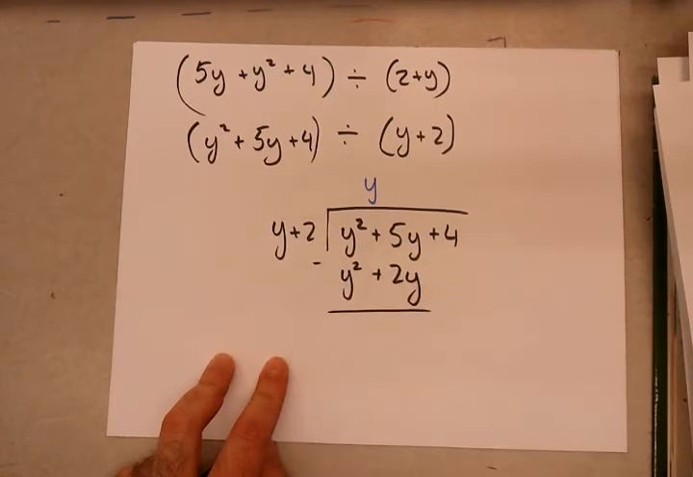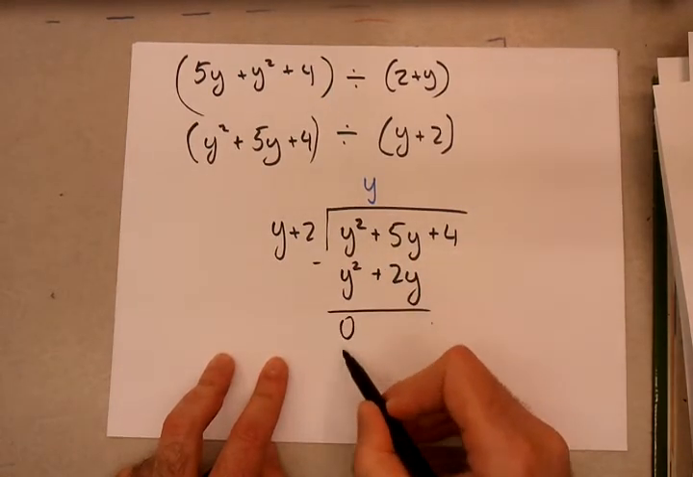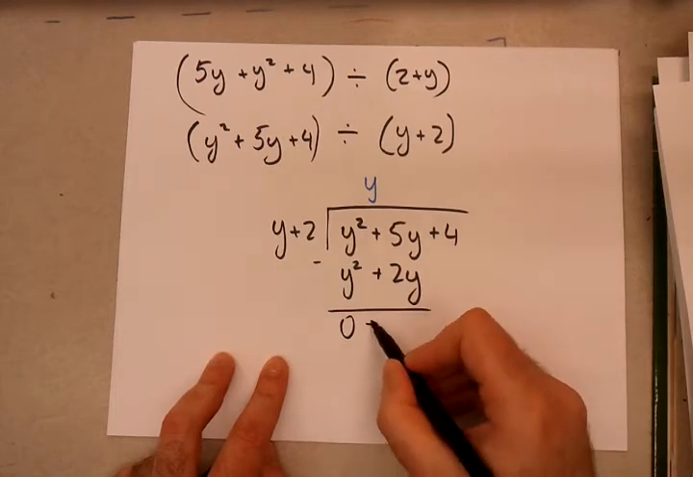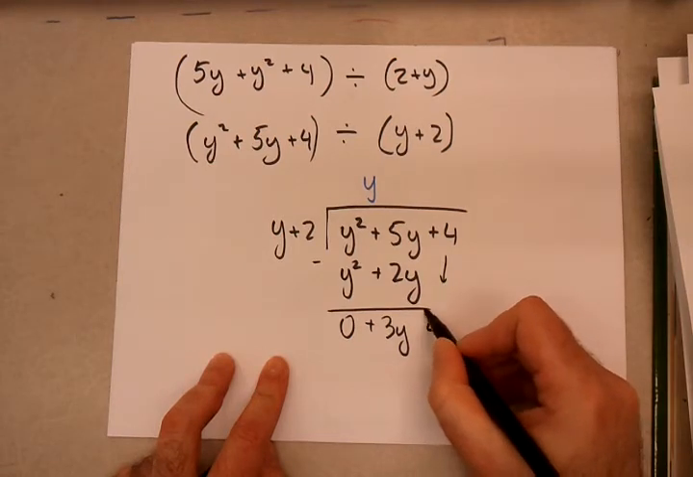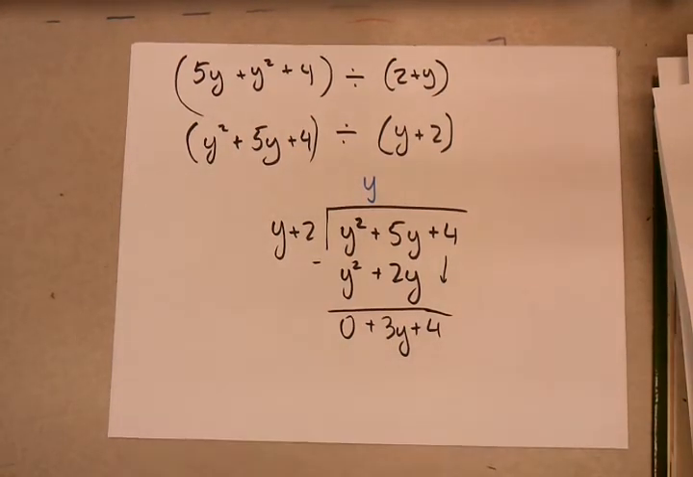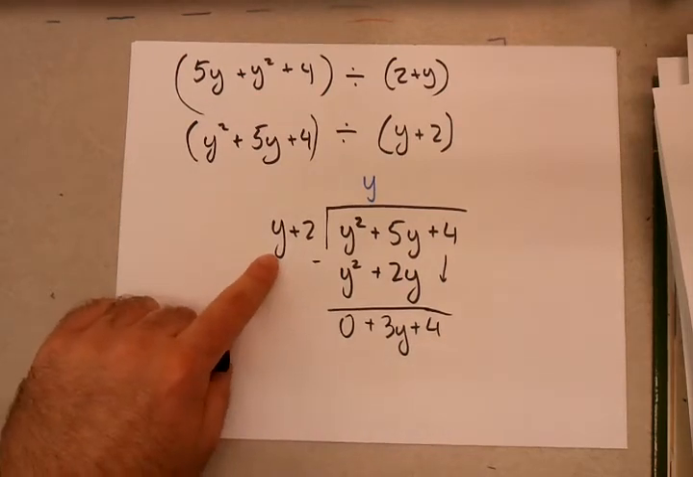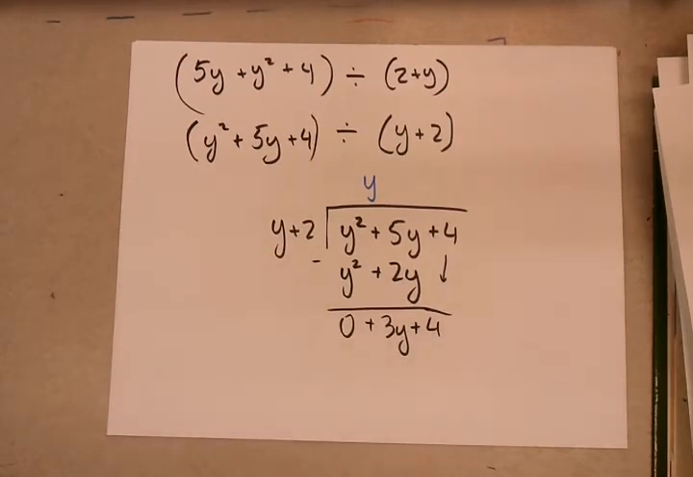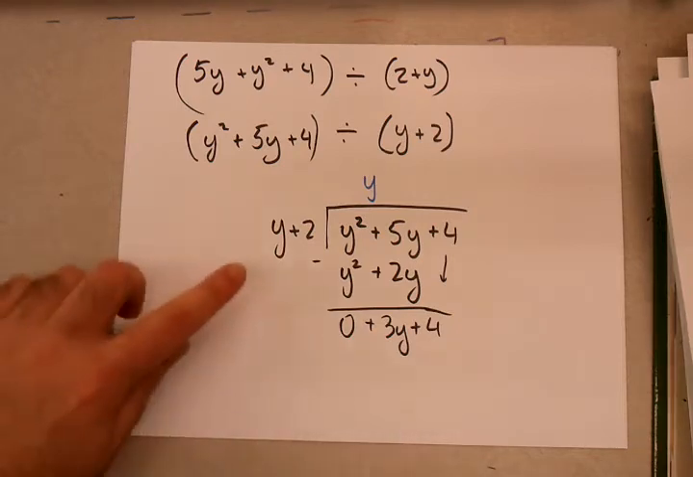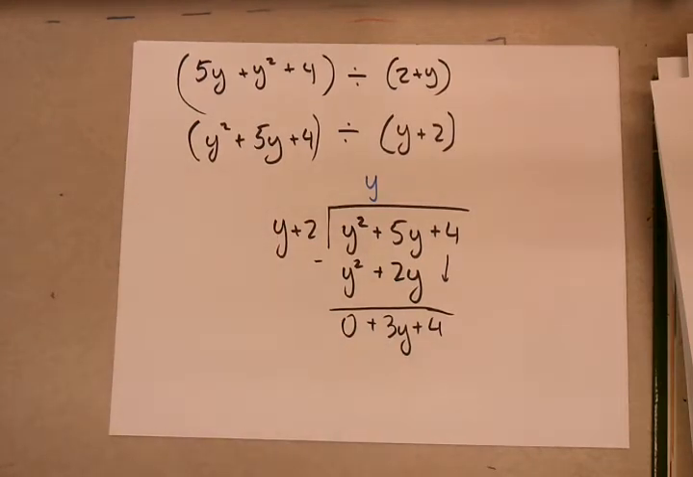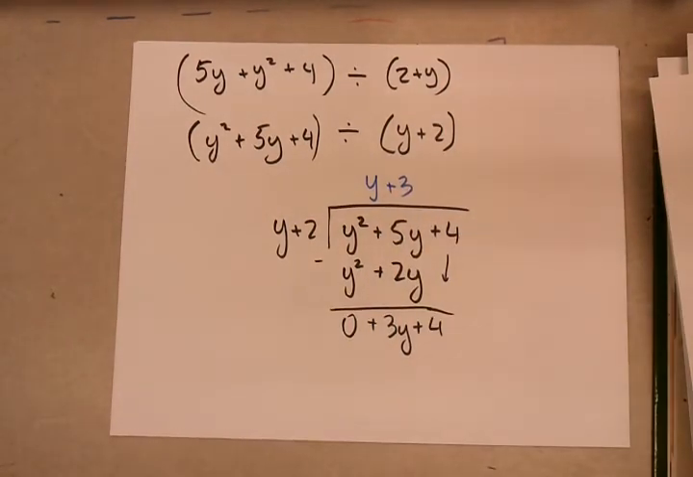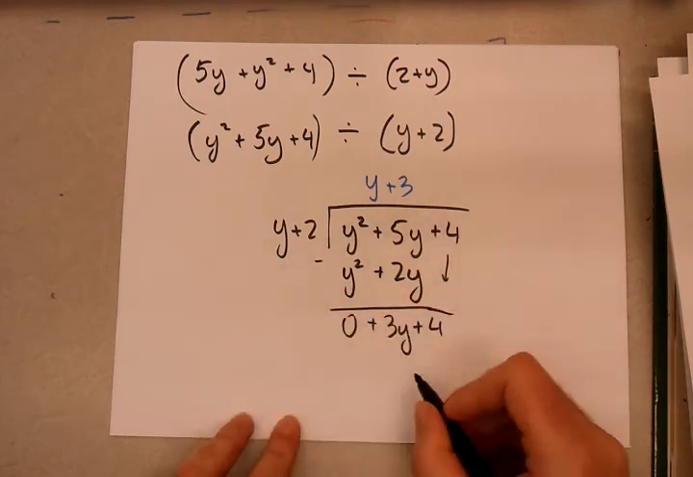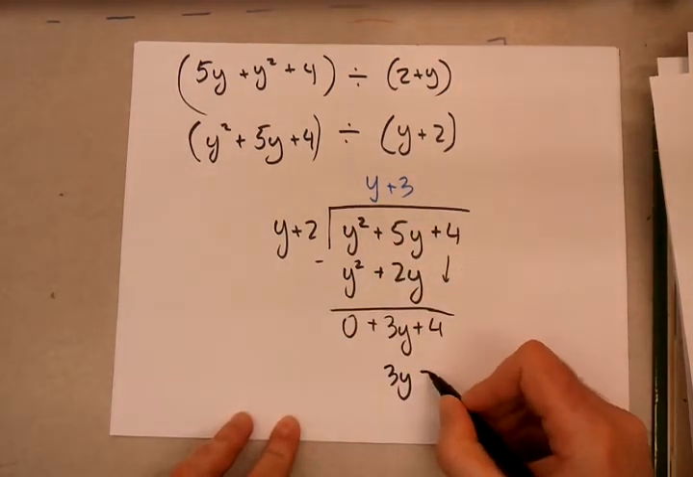Good so far. Let's subtract. y squared minus y squared is a 0. 5y minus 2y is a 3y. And the 4 just comes down. It's a plus 4. So now, ignoring the 0, we have 3y plus 4. First degree, first degree. Terrific. So what do we do? Well, let's multiply it by a 3. Why a 3? Because the coefficient here is a 1, the coefficient here is a 3. So if I multiply it all by a 3, I will get 3 times y is 3y. 3 times 2 is 6.